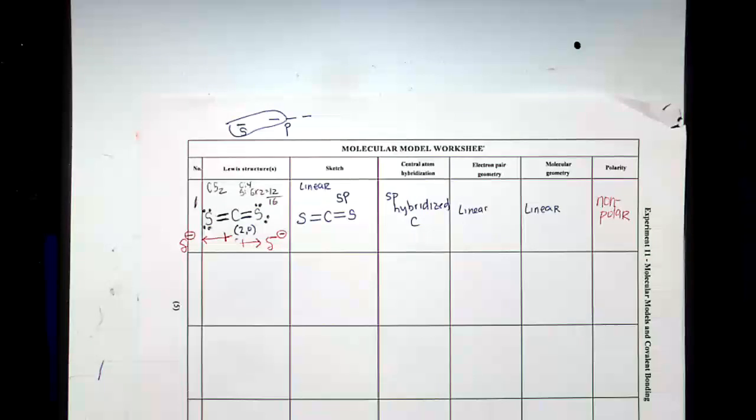It's nonpolar. So what would H2O be, since the poles are kind of like downward? That would definitely be polar, most definitely. All right, so we finished this one. It's a linear molecule, CS2. Okay, let's do our second one here. This would be number 2.